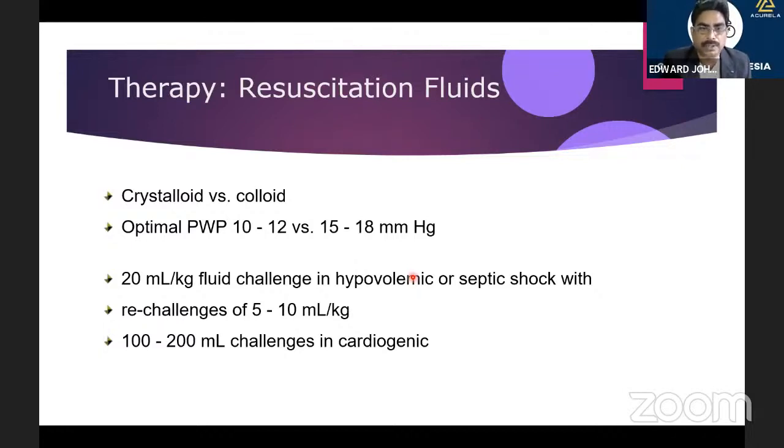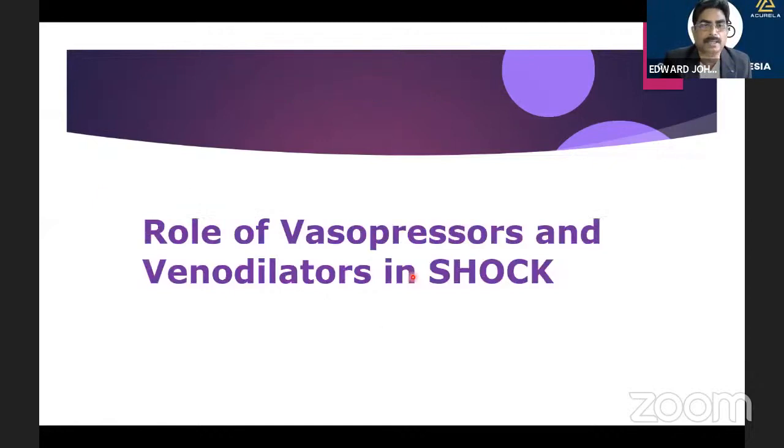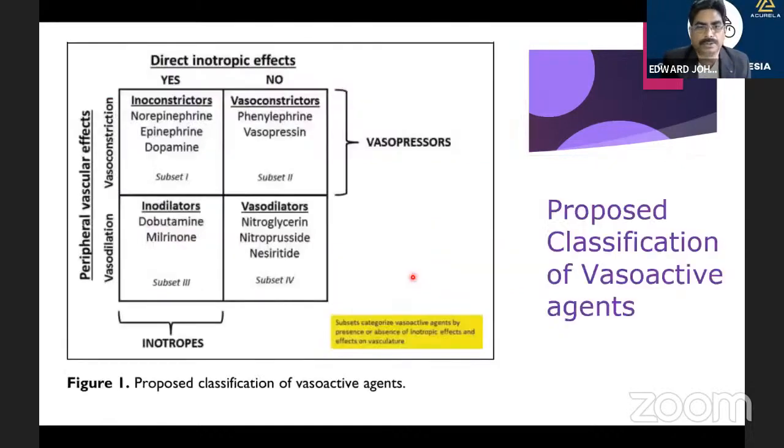Whenever you go for a fluid challenge test when the patient is cardiogenic or in vascular failure, it will be detrimental to the patient. So we better go for a passive leg raising test. So, coming to the role of vasopressors and inodilators in shock, this is the proposed classification.